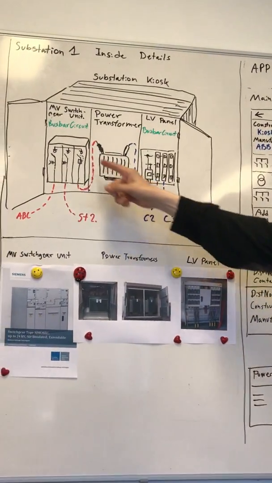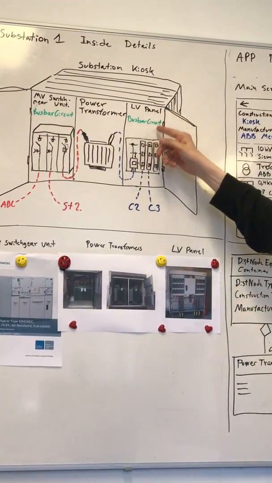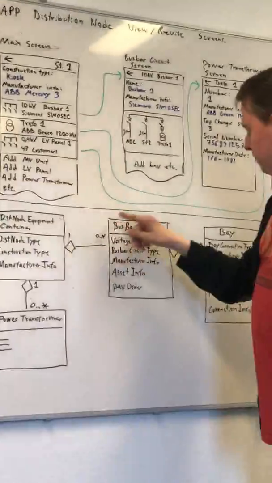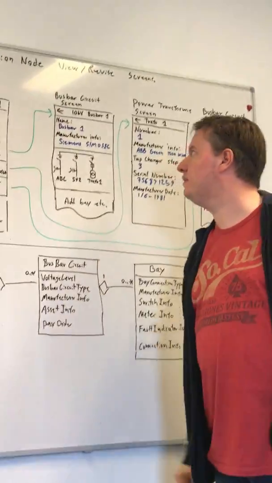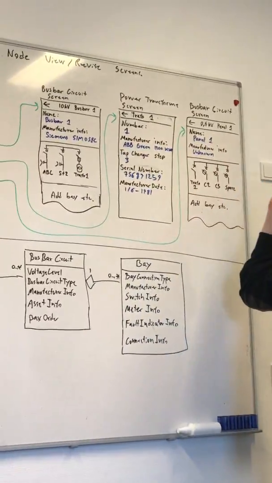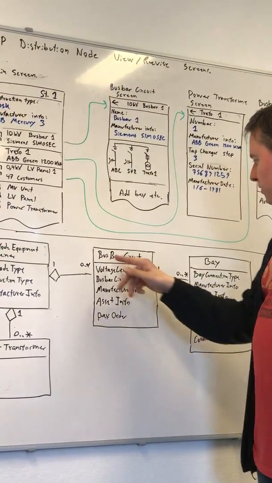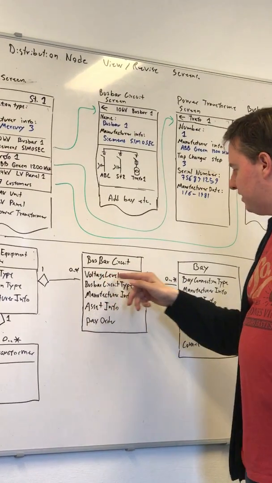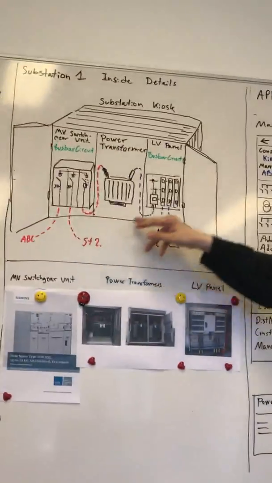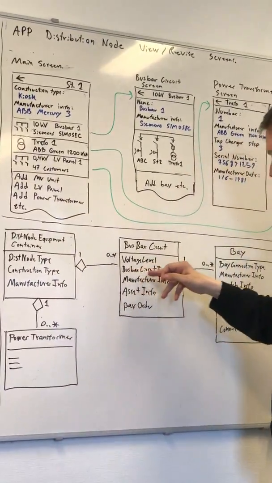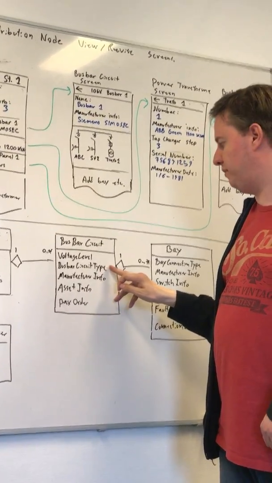Which one and which one? The medium voltage switchgear unit is a busbar circuit. The low voltage panel is also a busbar circuit. So they should have the same menu, a menu that looks similar to each other. It just shows different kinds of data. In the data model, it's also the same object that holds the data. A busbar circuit has a voltage level, which tells if it's medium voltage or low voltage. And the busbar circuit type tells if it's a unit or a panel and so forth.